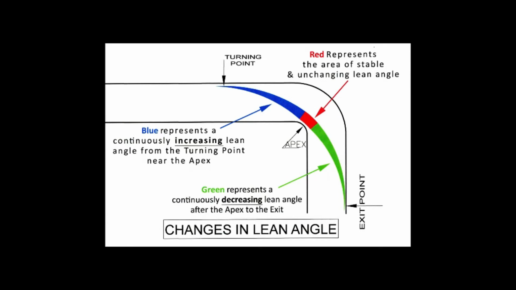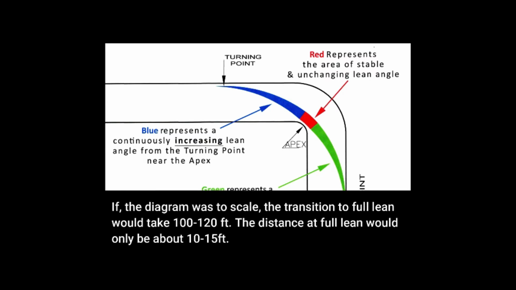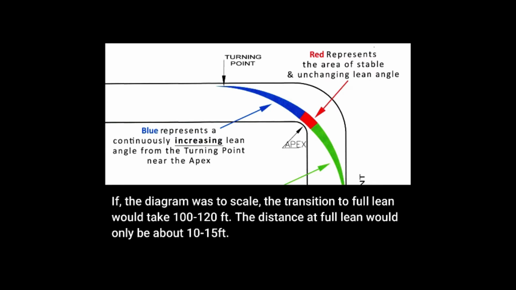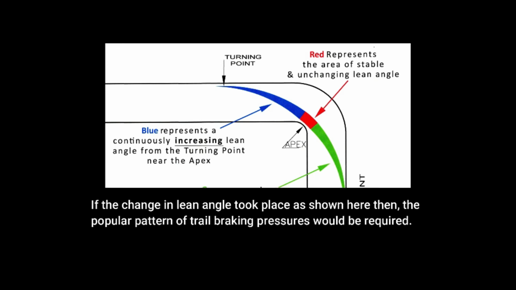If this diagram was to true scale, the transition to full lean would take about 120 feet, and the distance at full lean would only be about 10 or 15 feet. If the pattern of lean angle change was the same as shown here, then the popular pattern of trail braking would be acceptable for this type of turn.